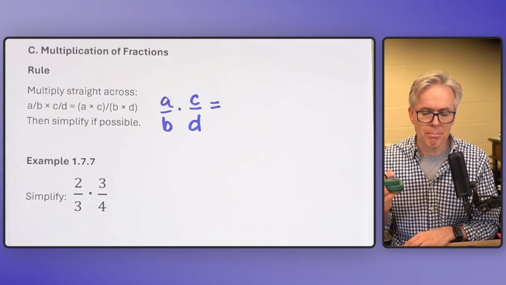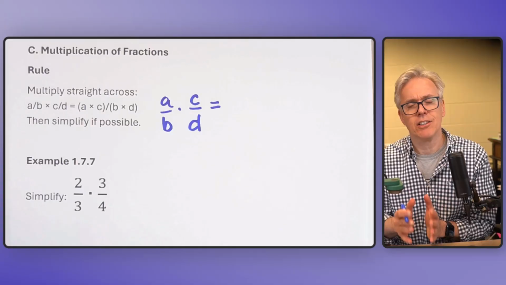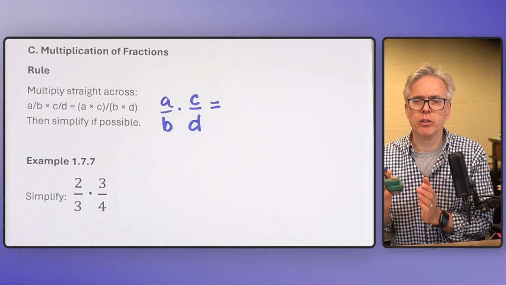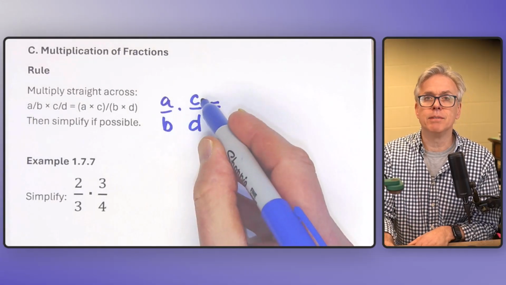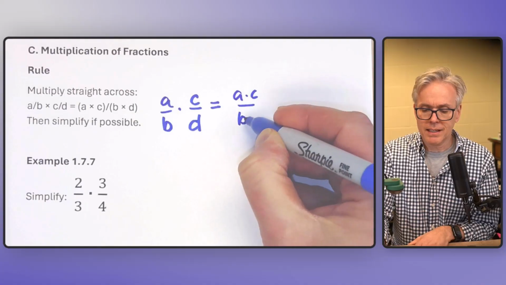All right, so this next part is on multiplying fractions. I find multiplying fractions a little bit easier than adding or subtracting. Let's see what you think. If I'm multiplying fractions, I'm just going to multiply top times top and bottom times bottom. So a over b times c over d is just a times c over b times d.